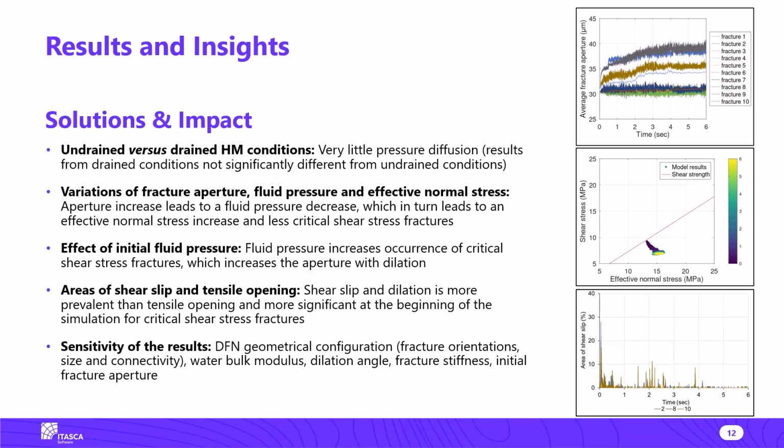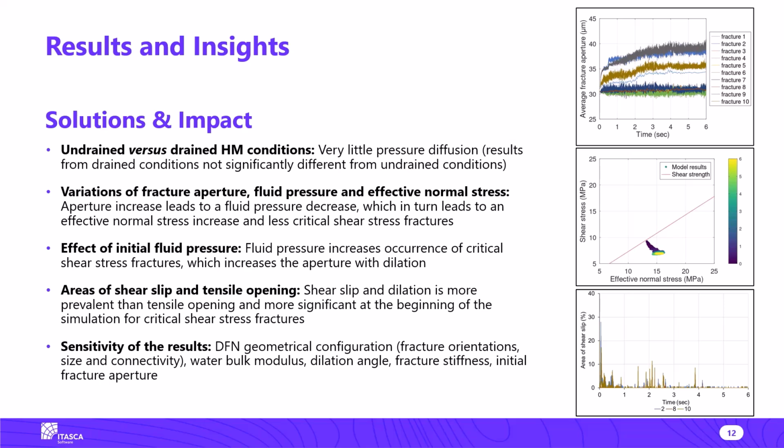Simulations were done without fluid pressure, which we call a dry run, and with several initial values for fluid pressure. It was found that fluid pressure increases the occurrence of critically shear stressed fractures, which increases the aperture with shear dilation. It was found that shear slip and dilation is more prevalent than tensile opening and more significant at the beginning of the seismic event for critically shear stressed fractures. Initial critically shear stressed fractures get more triggered by the seismic events, as you can see in the bottom right figure. In the bottom right figure, in fracture 2, the percentage of total area with new shear slip is approximately 30% at the beginning of the seismic event.